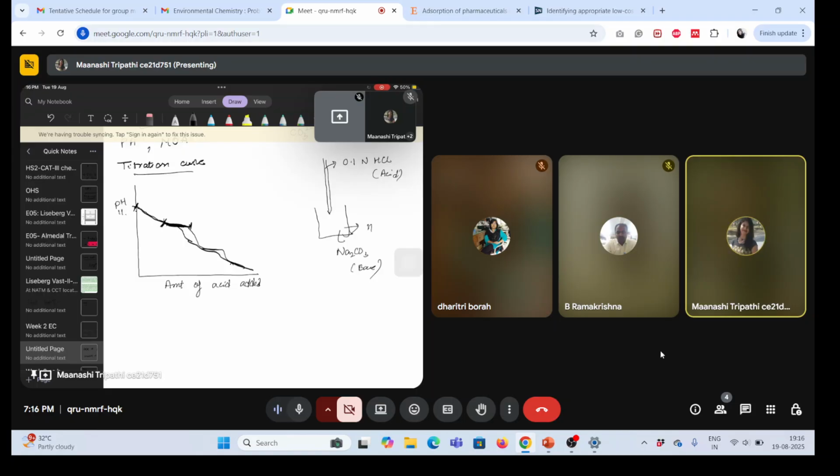But what if, in place of Na2CO3, we are just titrating distilled water? What will happen? The curve will simply be like this, very straight. So this is for distilled water, and this is for when there is some base in the solution. There will be some jumps and some plateaus. So what is actually happening here?